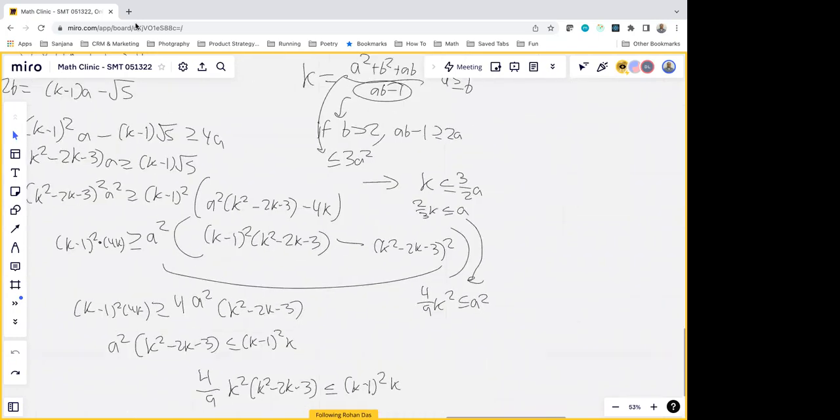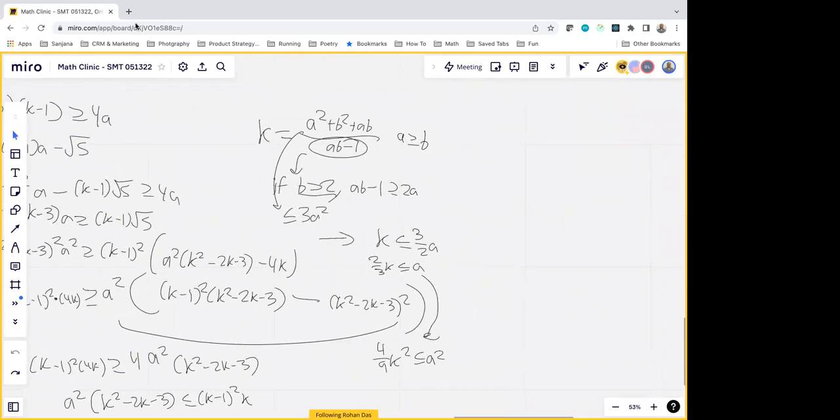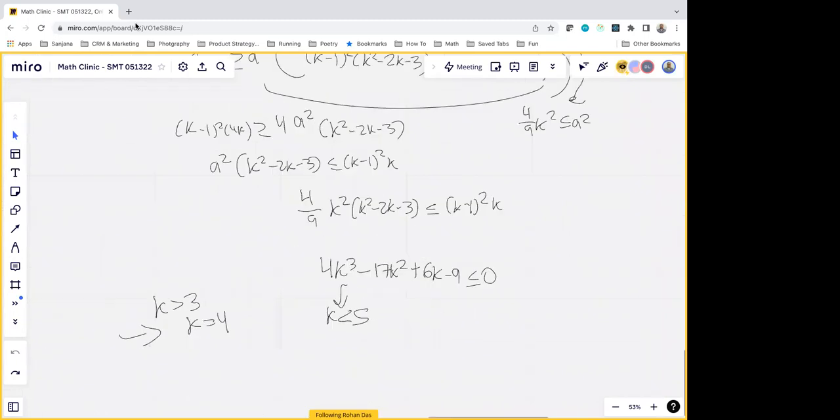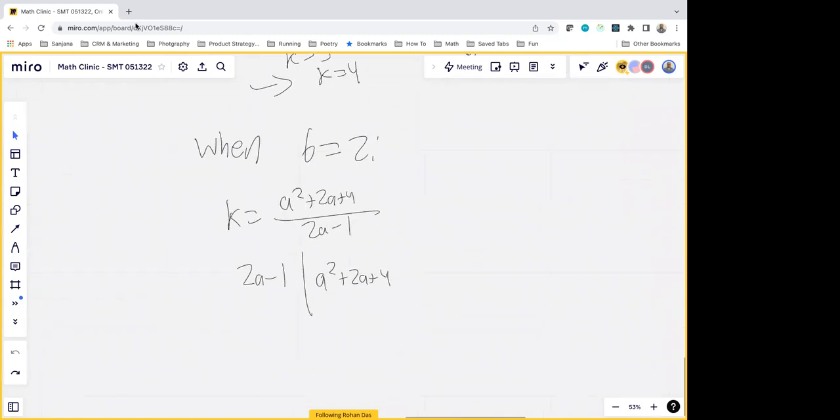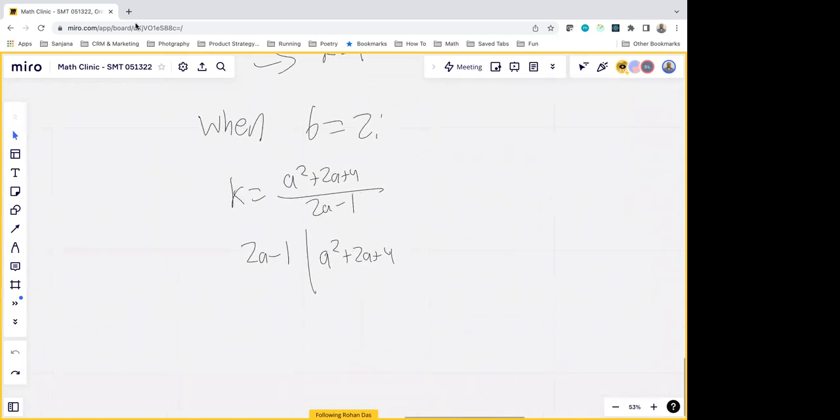However, we have this crucial assumption that b is greater than 2. So now we have to consider what happens when b equals 2. Then we have that k is equal to (a squared plus 2a plus 4) over (2a minus 1). From this, we have that 2a minus 1 divides a squared plus 2a plus 4. And this itself is a bit annoying to deal with, so instead we can split this into two cases. The first is where a is equal to 2x for some x, or in other words, a is even. And the second case is a equals 2x plus 1.